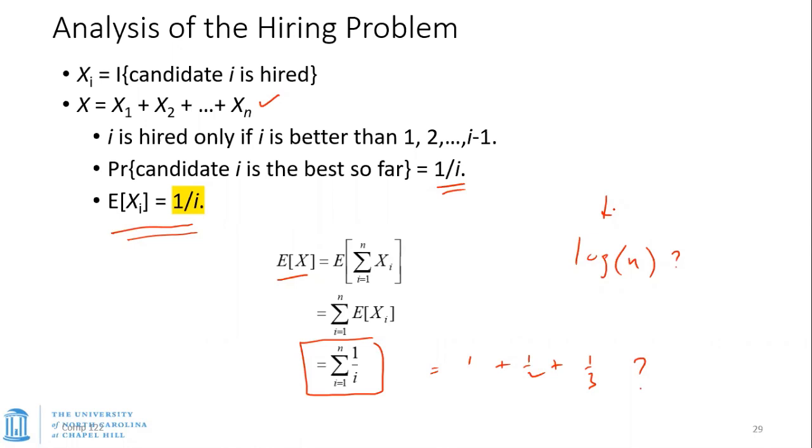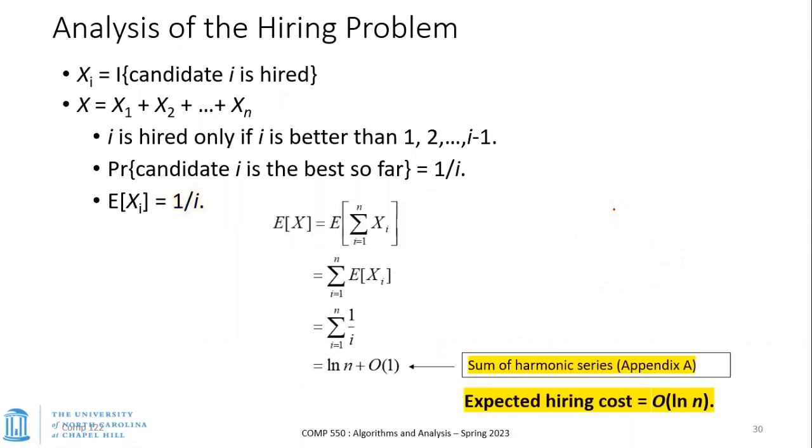I'm going to talk a little louder so people can hear, but this is called a harmonic series. The sum of the harmonic series, for those of you who've taken Calc 2, or otherwise just refer to the appendix, is order of log n. It's not exactly log n, but log n plus some big O of 1, so there's some constant as well. So we can simply say that the expected hiring cost is going to be big O of log n. The base doesn't really matter because we're simply trying to get an order of magnitude complexity.